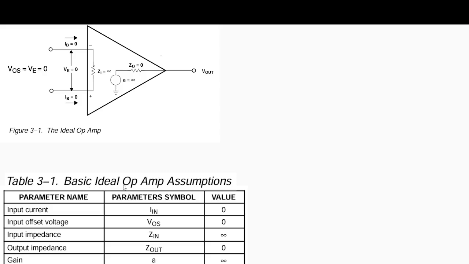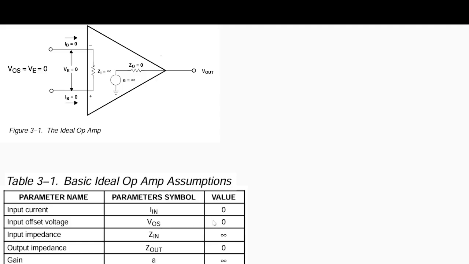The basic ideal op-amp assumptions are that the input current IN is 0. See, the input current is the IB, but that is equal to IN. So the input current is 0. Why is the input current 0? Because we are assuming the impedance Zin is infinity. So if infinity, it means there are no connections, and that's why the current is going to be 0.